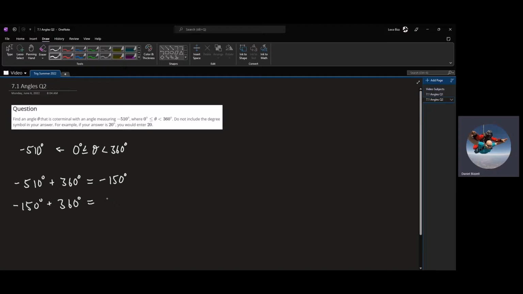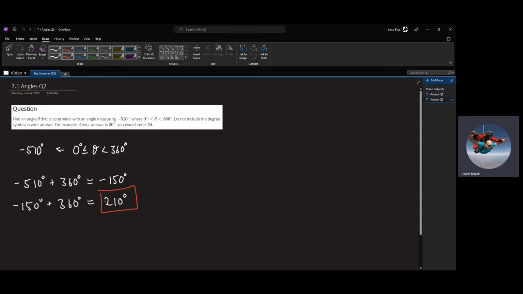So if we add another 360 degrees, this should be 210 degrees. Okay, now that we've found our angle, 210 degrees, this is between 0 and 360. So this has to be our answer.